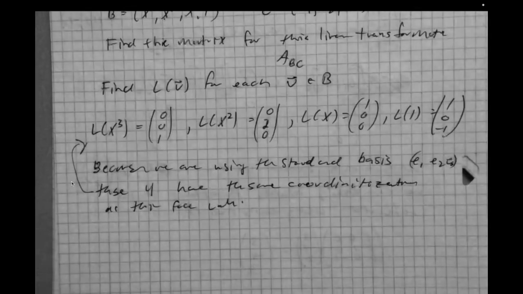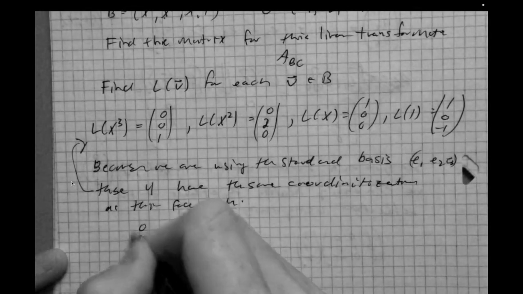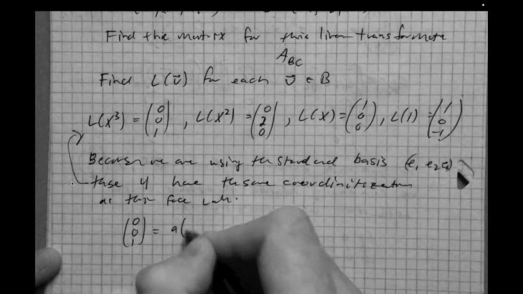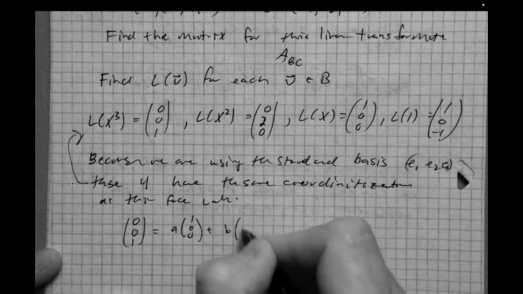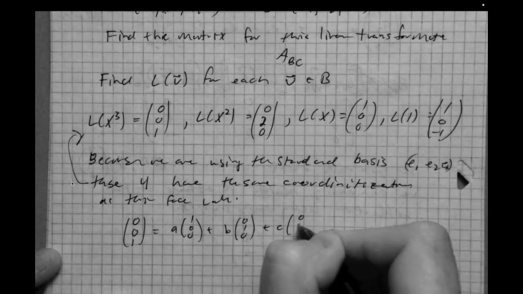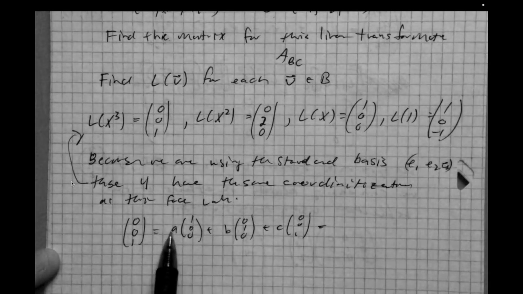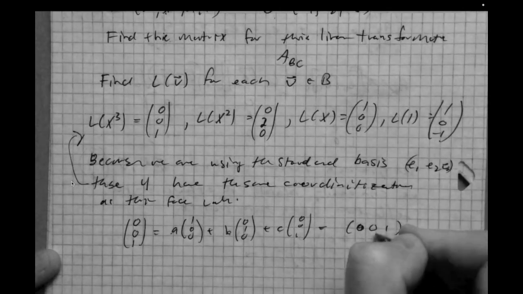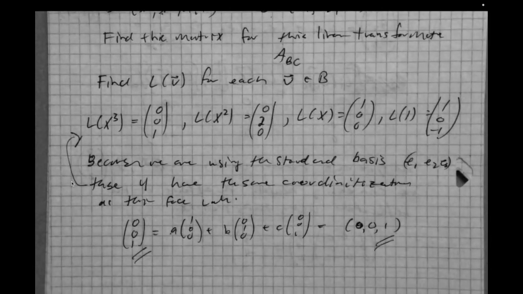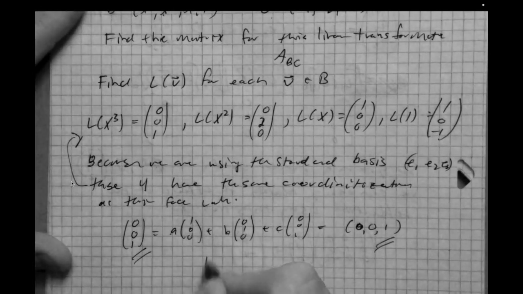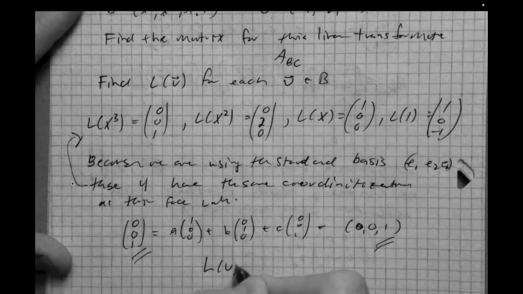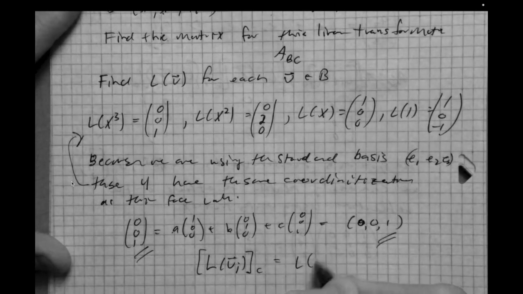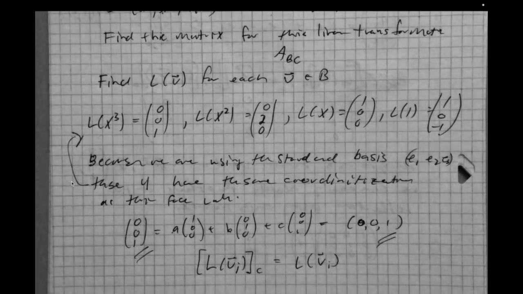This is that same idea again. If I take 0, 0, 1 and I coordinatize it with respect to E1, E2, E3, I get a times 1, 0, 0 plus b times 0, 1, 0 plus c times 0, 0, 1. And so I know that a must be 0, b must be 0, and c must be 1. So that's what I mean. They're the same. And all that means is that L of v_i coordinatized in C is equal to L of v_i. So they're the same.